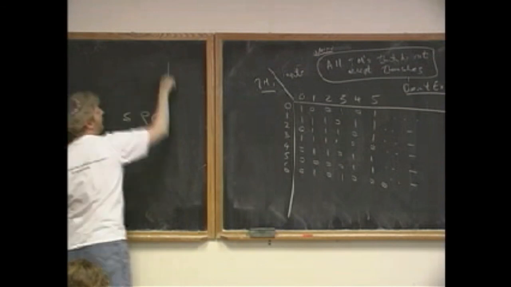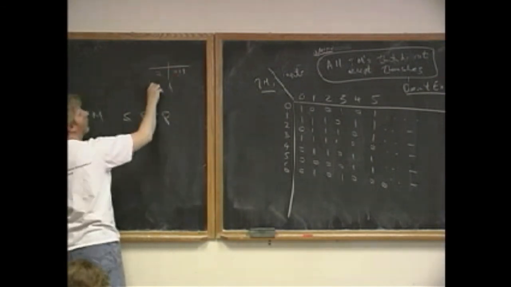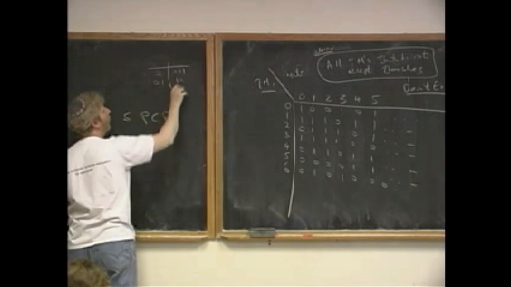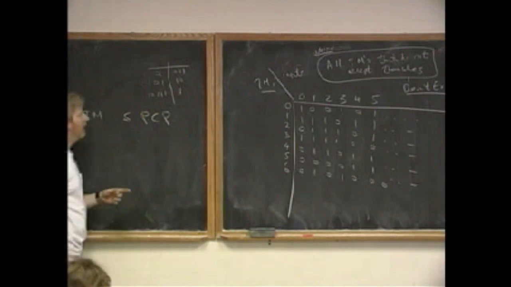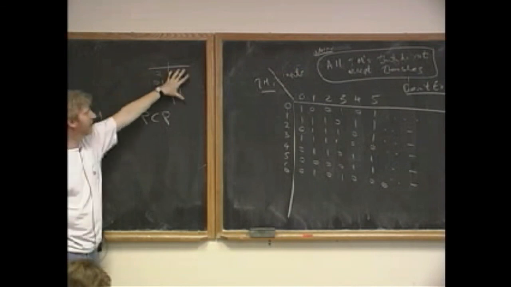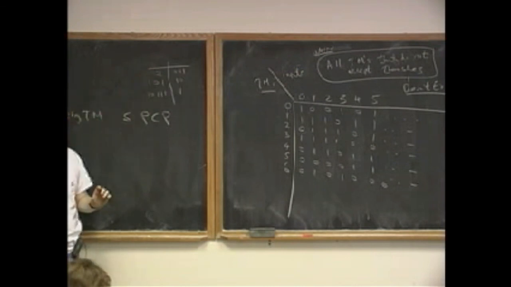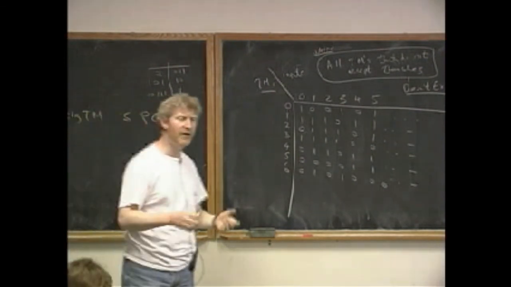You're given a set of strings like this, like 01, 011, 101, 010, and then maybe 10111, 1. And the question is, can you make a sequence of these in some order where when you concatenate it together, you get the same string as the same sequence on the other side? Yes or no? Can you do it or not? And that problem, I told you, was undecidable.